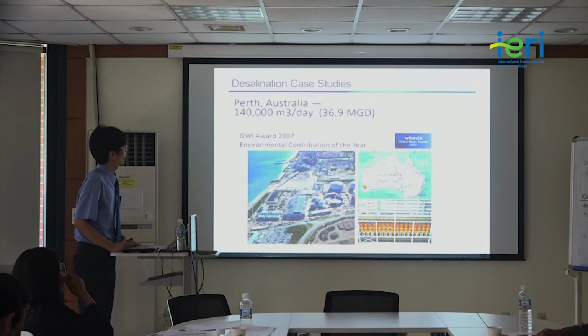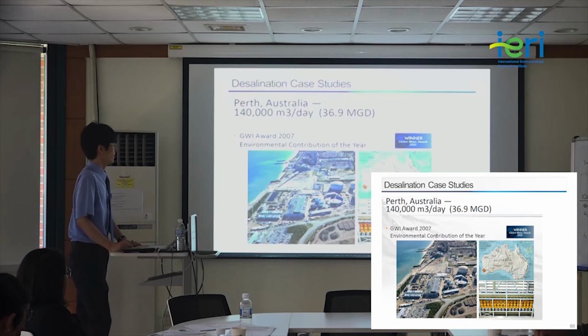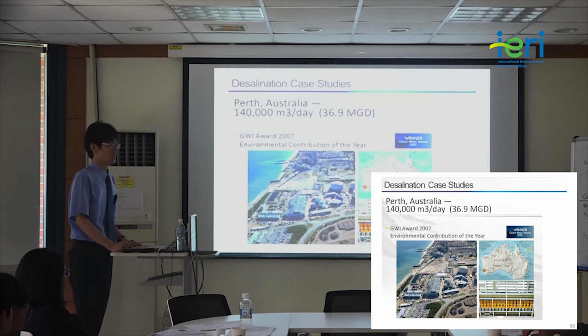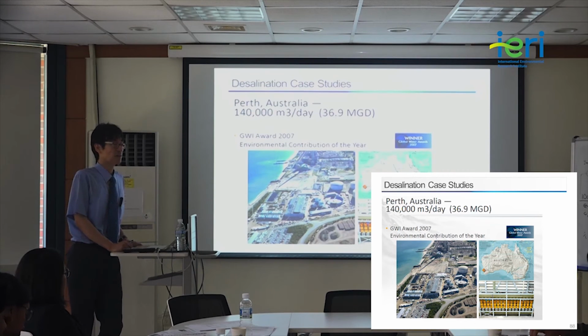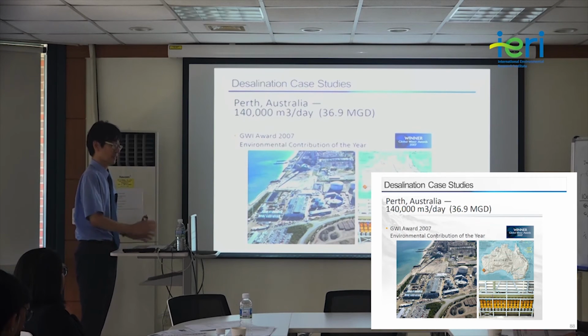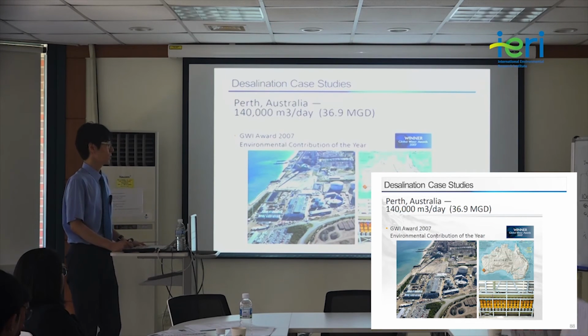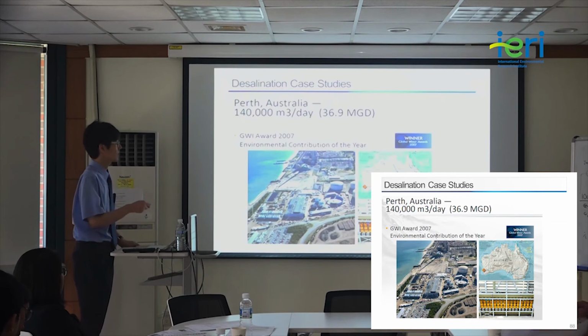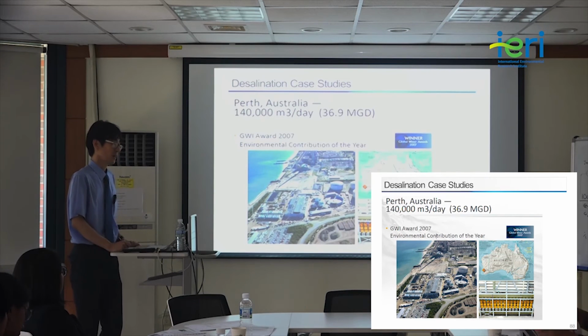Another example that I want to share here is the desalination plant in Perth, Australia. I heard that Perth is a town where many wealthy people live, so this is a very nice place. And so they built a very nice reverse osmosis desalination plant. By the way, this is the place where this plant is located in Australia.